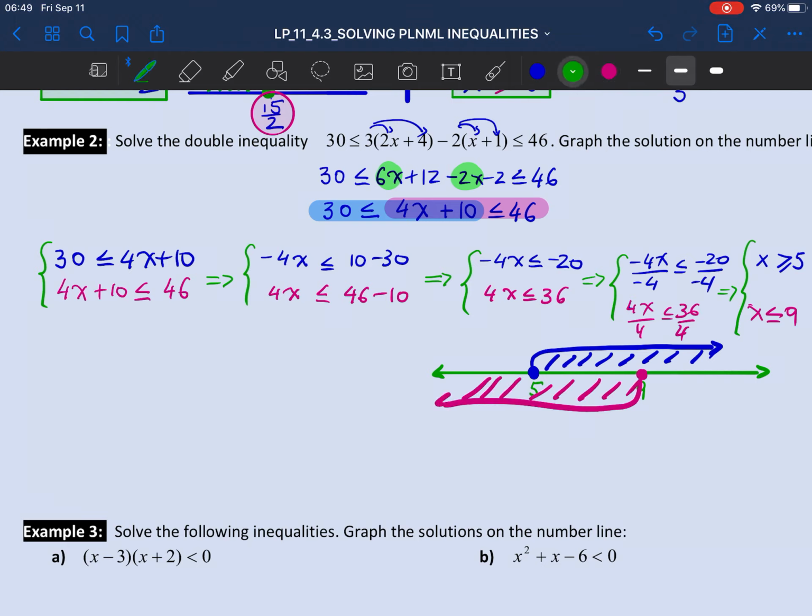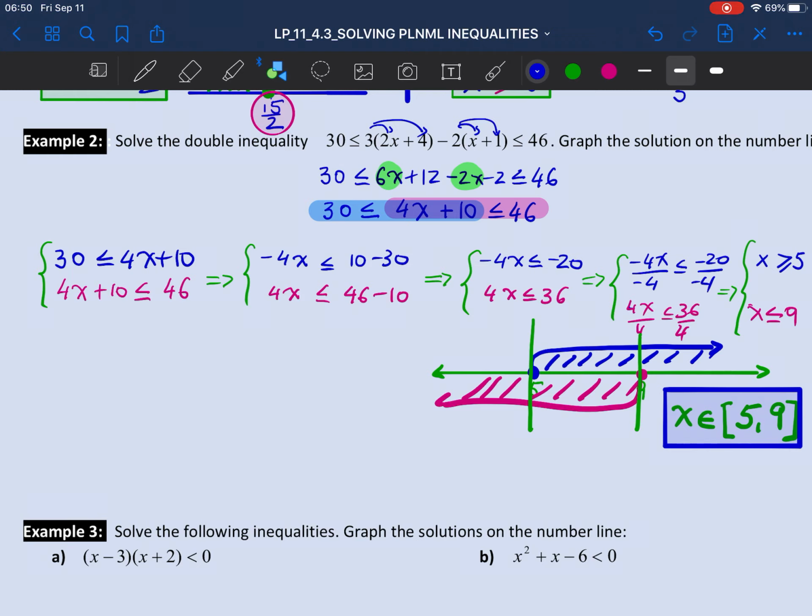So the two solutions will meet right at 5 and 9, making this the solution to the system, or the solution to the double inequality. So we're going to say that x must belong to the interval between 5 and 9, both sides square brackets, and that is because we want x to equal these numbers as well. Okay, and that would be the solution to the inequality.